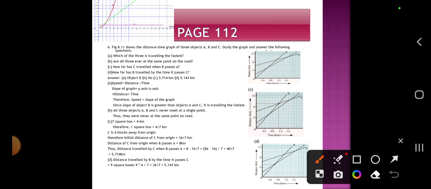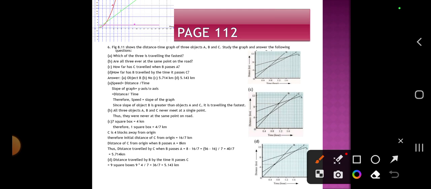Now C, how far has C traveled when B passes A? As you can see here, this is the graph for C, question C. Now here you can see C travels from here, this is the C. The origin point is 0. And C travels from here. And if you check as per the graph rules, the 0 is the origin point and 4 coming here, that is 4 kilometer here.